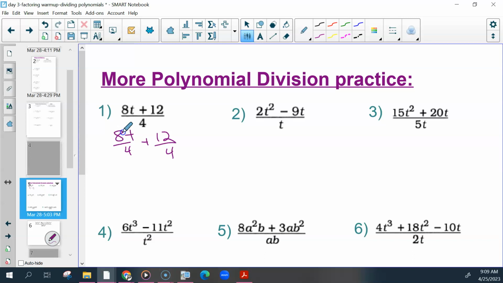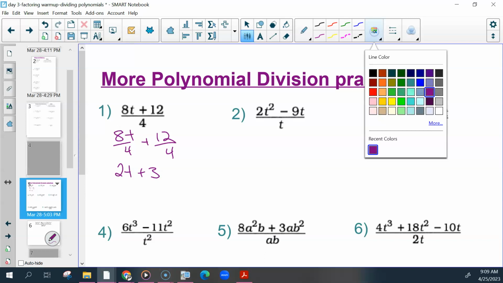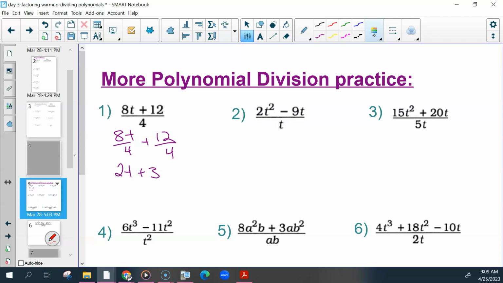And there are two ways to go about doing this, so I'm going to show you both. So if we do it this way, what would this first one be? And the second one? What you could also do, since we've talked about factoring, is what do these have in common? 4. So we could divide 4 out of both of them. And if we did, what would be left?